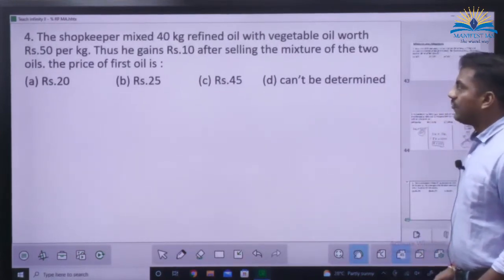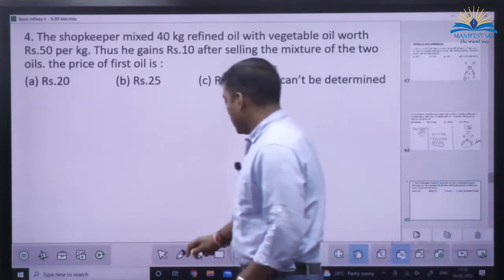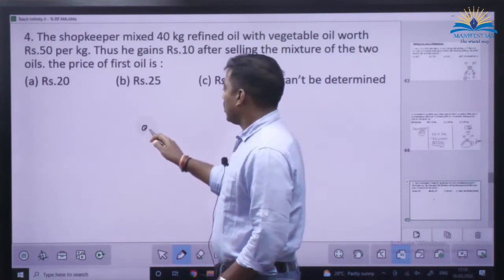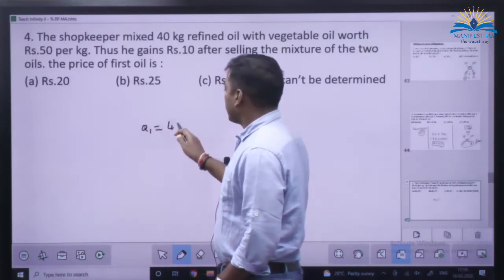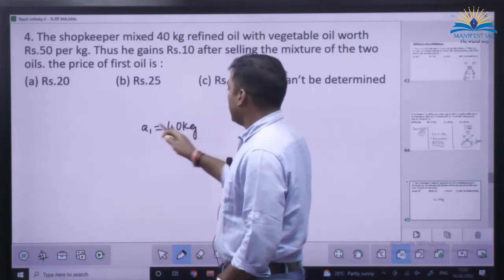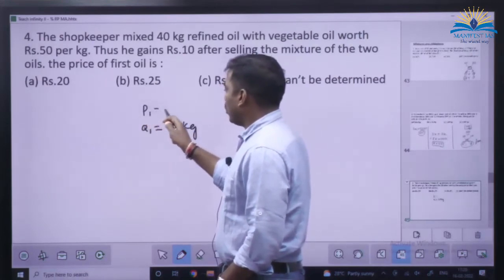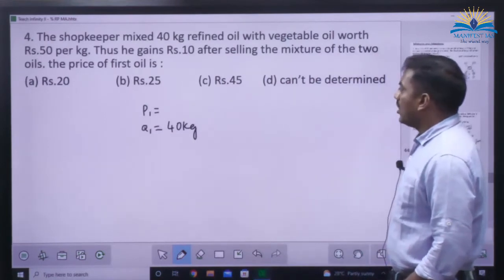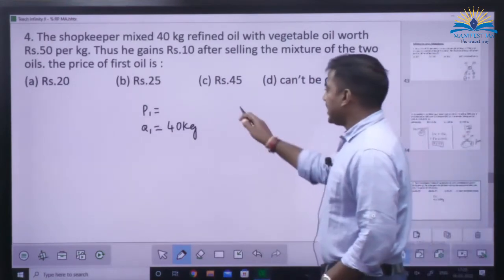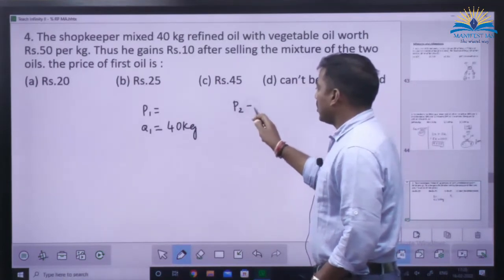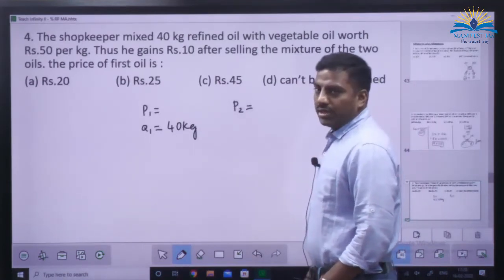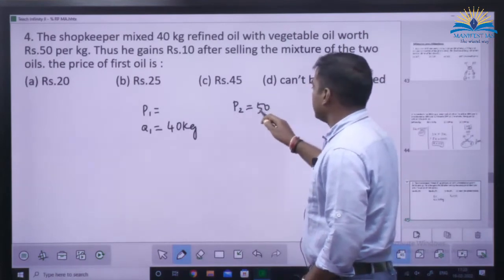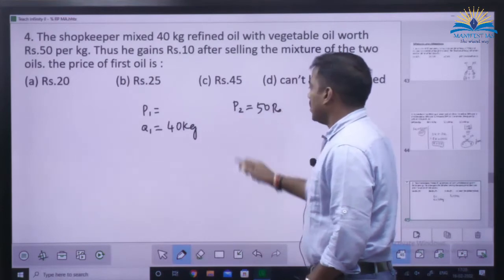The shopkeeper mixed 40 kg refined oil. So this is Q1, quantity 1 is 40 kg of refined oil. What is the price of that one? I don't know. With vegetable oil, worth rupees 50 per kg. Second, price 2 is 50 rupees per kg. What about quantity?